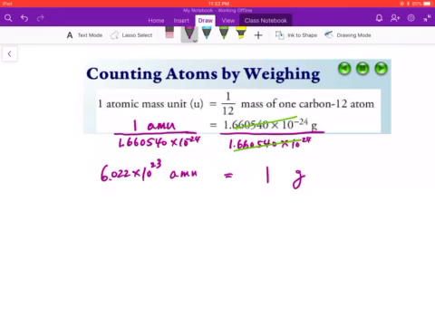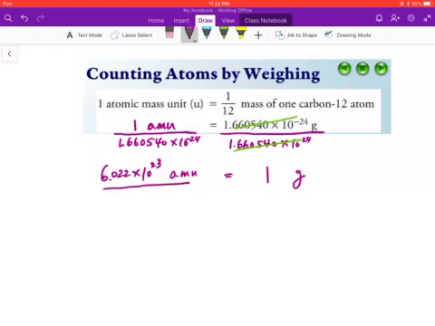Now, at different places, sometimes they give you 3 significant figures, sometimes 4. I kept 4 because it is more correct. So basically, this many AMU make a gram.